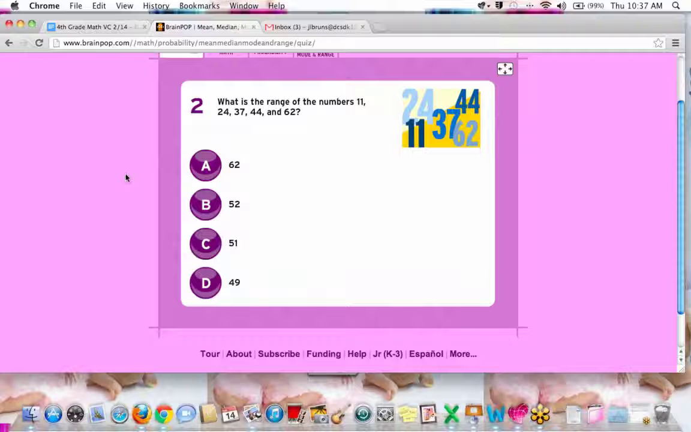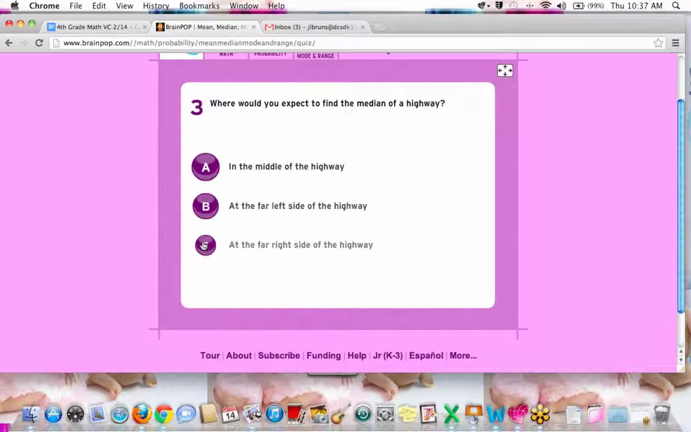All right, I'm getting a couple different answers, so let's all just do this together. 62 minus 11. Yeah, that's the largest minus the smallest. So that would be 51.